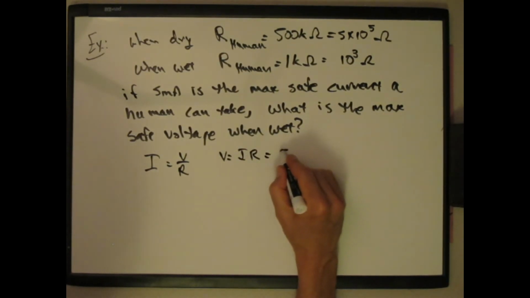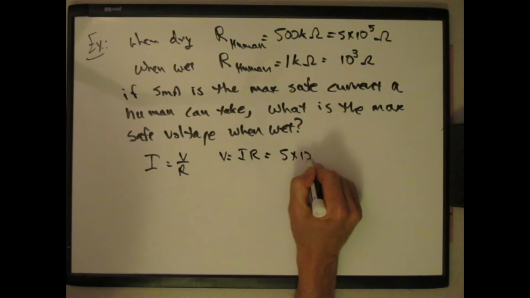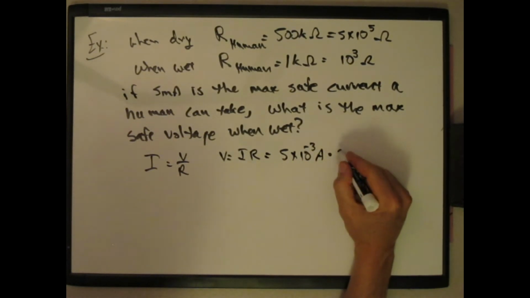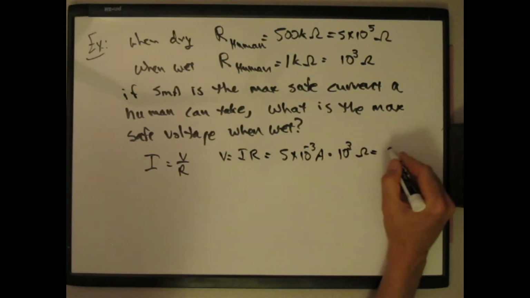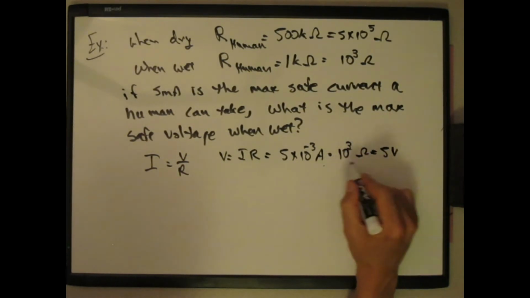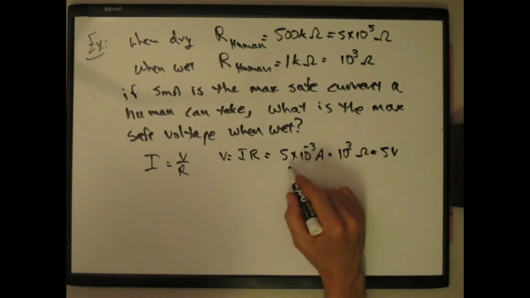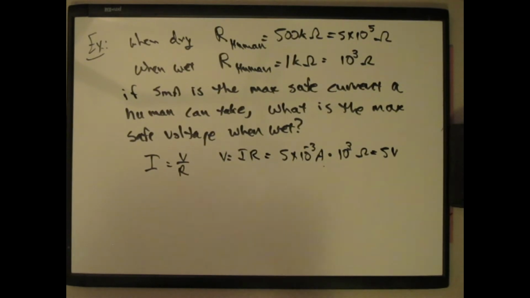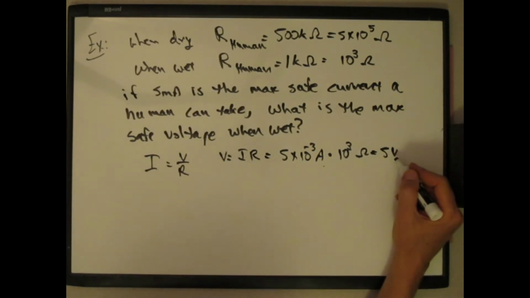And if the maximum safe current is 5 times 10 to the minus 3 amps, right? And the resistance when you're wet is 10 to the third ohms, right? Then that's 5 volts. Amps times ohms gives me volts. 5 times 10 to the minus 3 times 10 to the third is 5. And so this is why you have to be very careful playing with electronics in the bathtub and things like that, because when you're wet, even a small voltage is very dangerous.